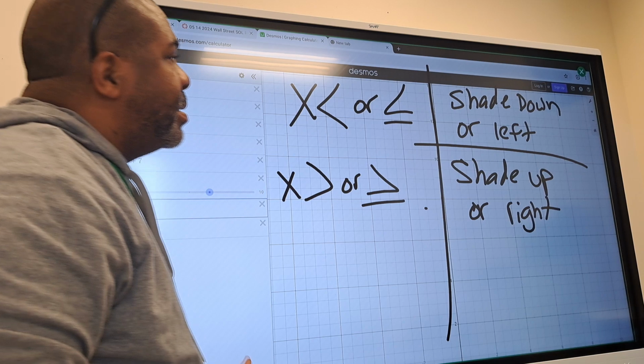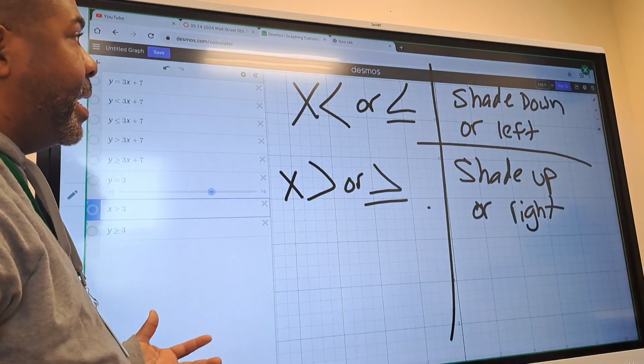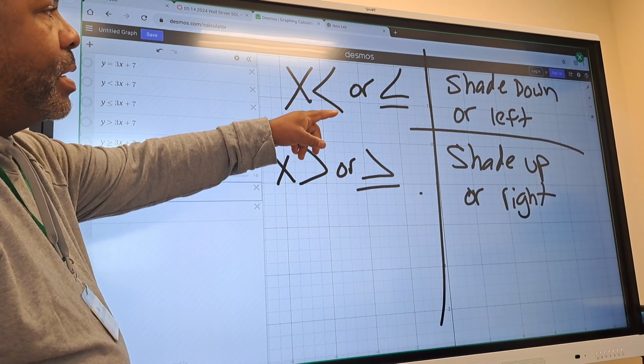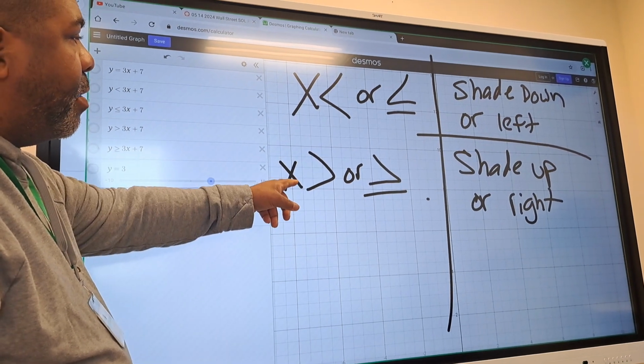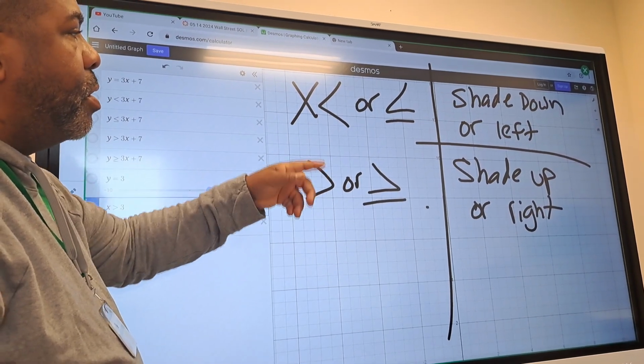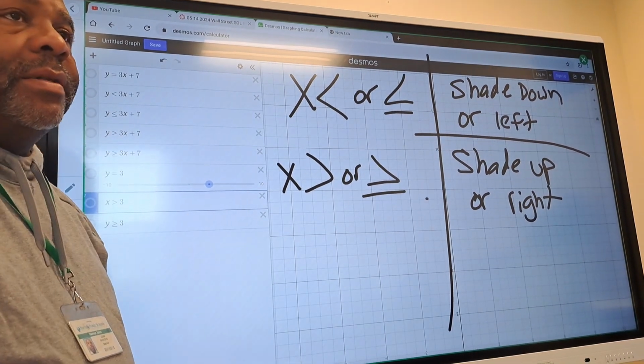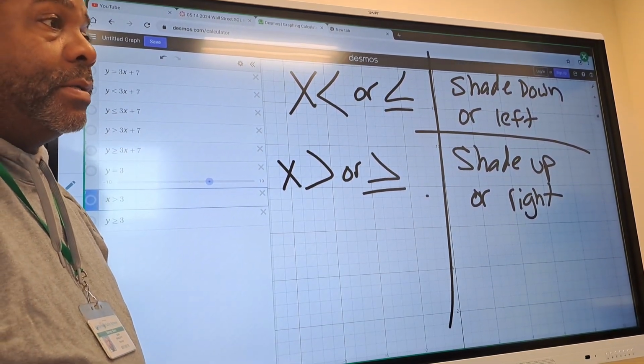So this is the little thing I need us to understand. If it's less than or equal to, we're going to shade down or to the left. If it's greater than or equal to, we shade up or to the right. If you understand that, then everything we're about to do is going to be super duper easy.